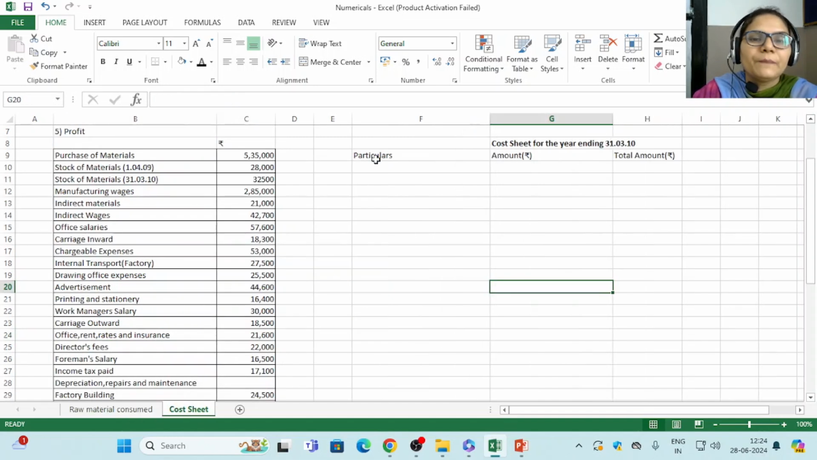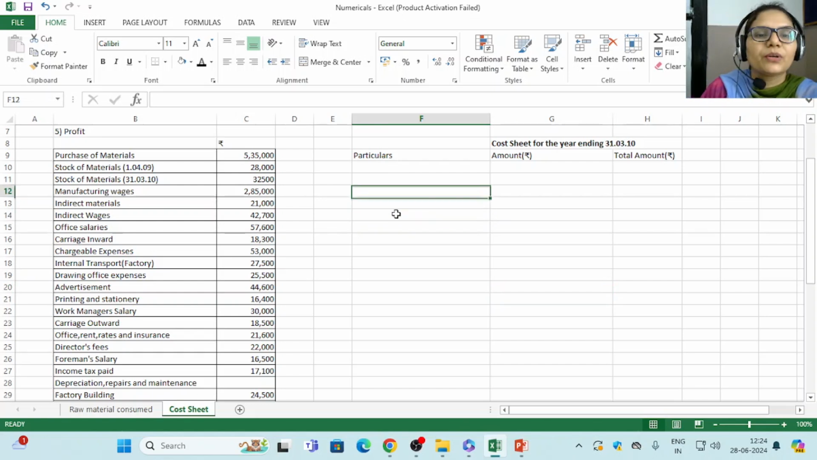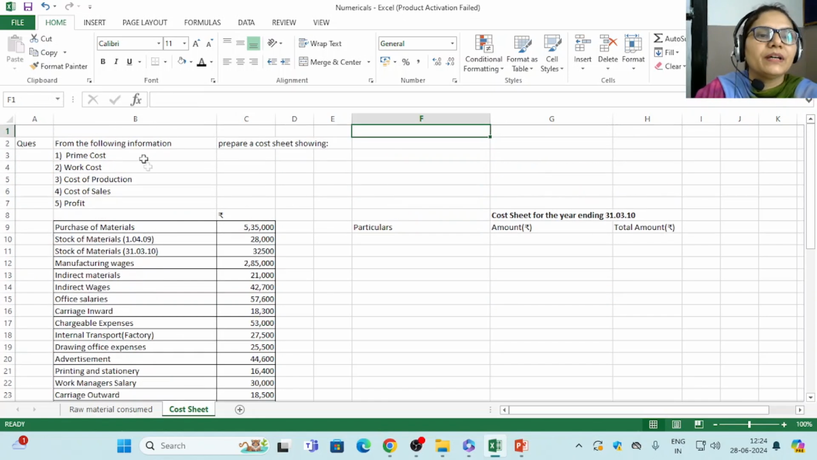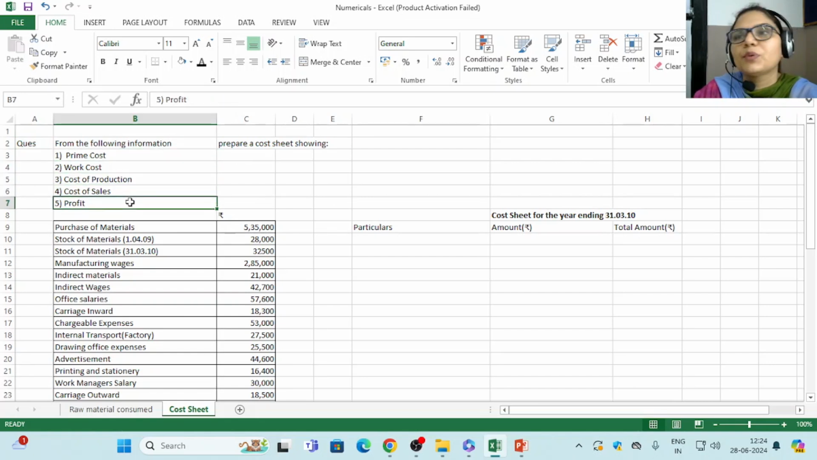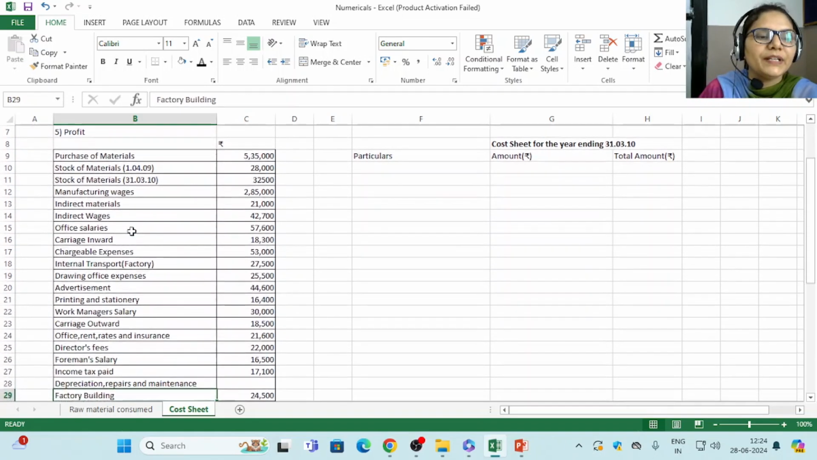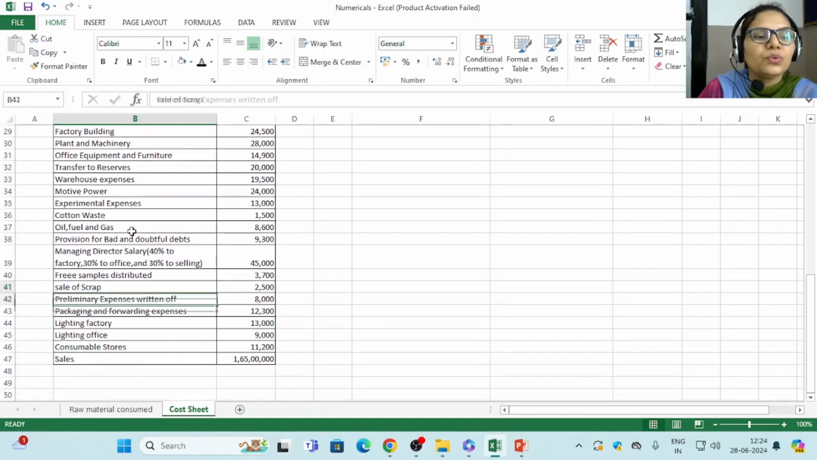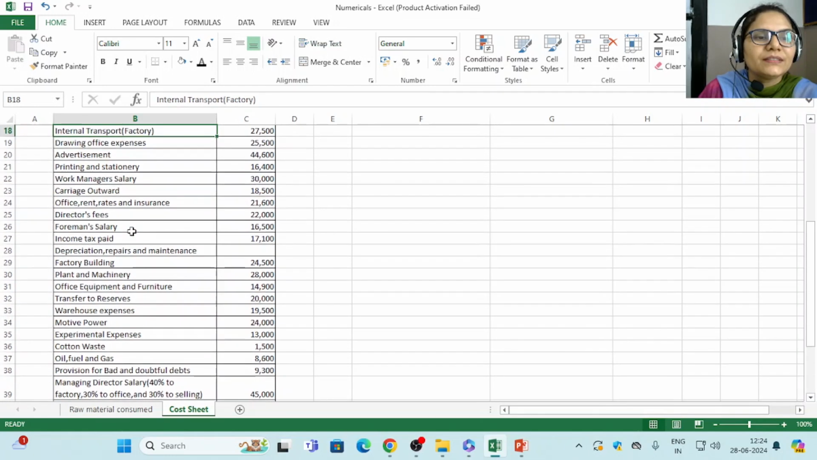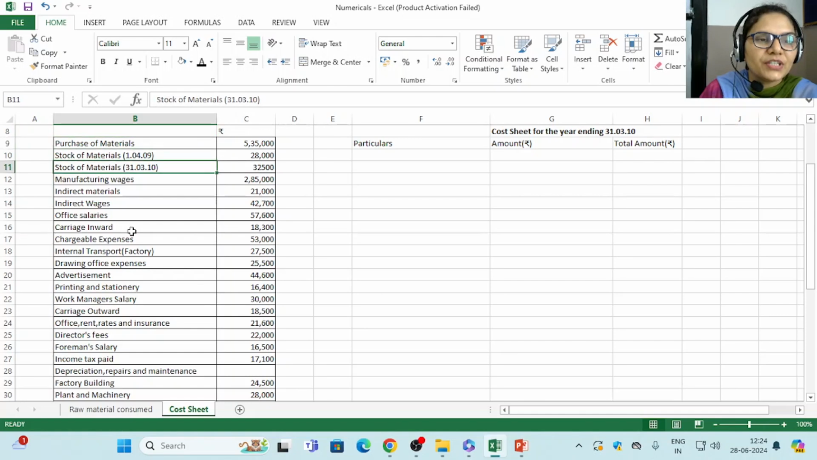Now moving on further, we will take up some practical problem related to cost sheet. In this particular question, we have been asked to prepare a cost sheet which is showing prime cost, work cost, cost of production, cost of sales and profit. This is the full question. In this they have completely mixed all kinds of overheads, and it is now our duty to solve this problem and divide these overheads on their nature under basic headings of prime cost, factory overheads, work cost and selling cost.